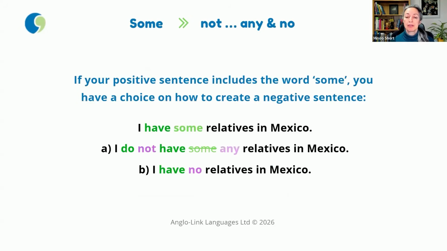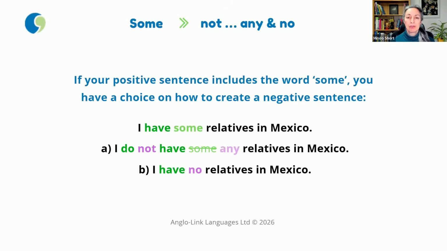If your positive sentence includes the word some, you have a choice on how to create a negative sentence. For example, if we have, I have some relatives in Mexico, your first option is to make your verb negative, I do not have, and then some changes to any relatives in Mexico. Or your option B is to use a negative word, which is no. I have, positive verb, no, negative word, relatives in Mexico.